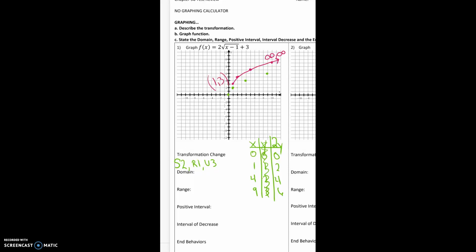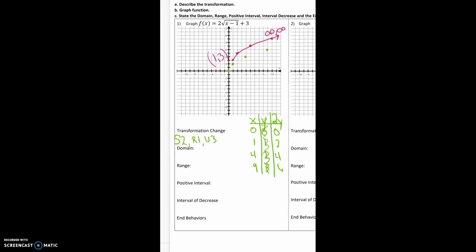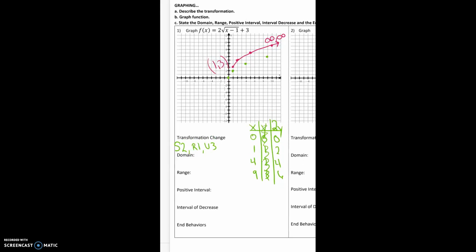So now I can answer the domain and the range. So starting with my domain, which is the smallest x to the biggest x, I have from 1 to infinity, in bracket with parentheses, and the range is from 3 to infinity. Those are my y's, smallest y to biggest y. Positive interval, the whole thing is positive.